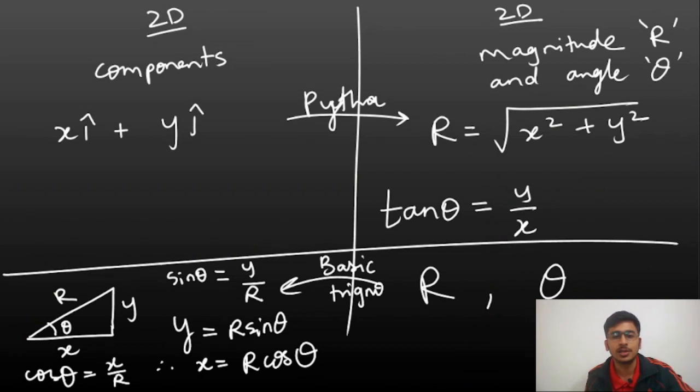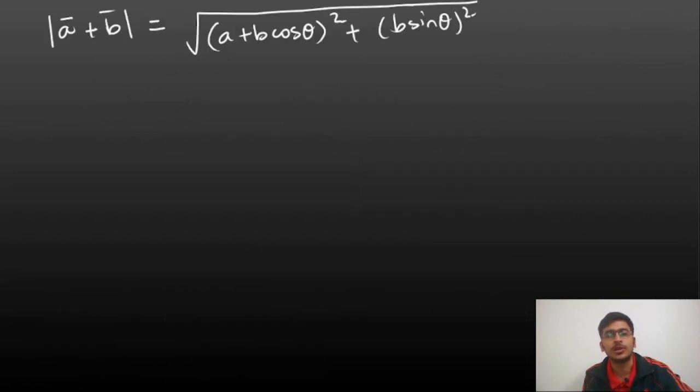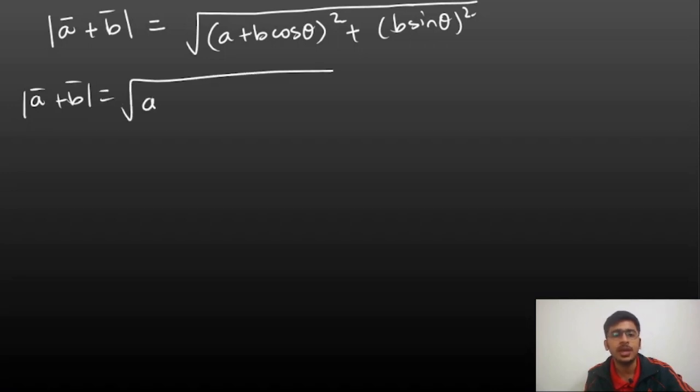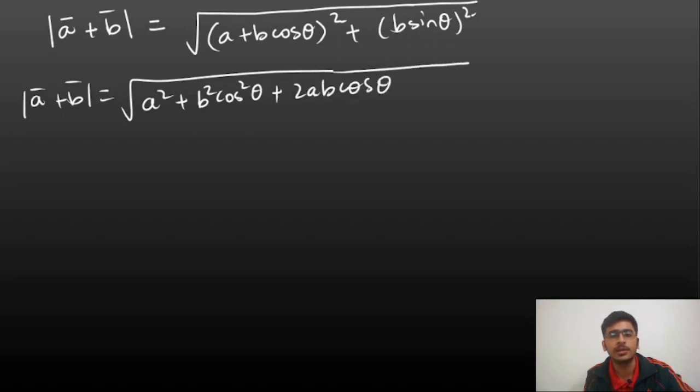For 2D, we can simply write x squared plus y squared. But in this case, what is our x? It is A plus B cos theta whole square and B sin theta whole square. Let me simplify it. I can use the whole squared formula. So I can simplify the modulus of A plus B as the root of A square plus B square cos square theta plus 2AB cos theta. Simply I am writing down the whole squared formula, a squared plus b squared plus 2ab. But then b is nothing but b cos theta. And similarly I can write b squared sin squared theta.